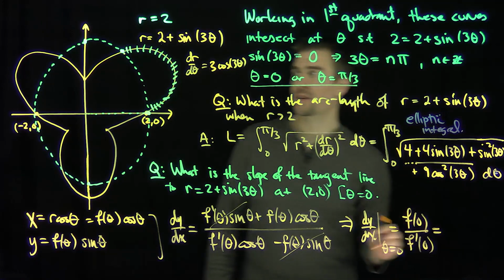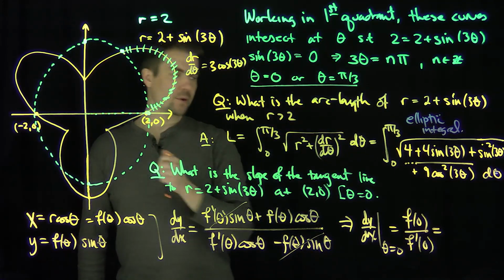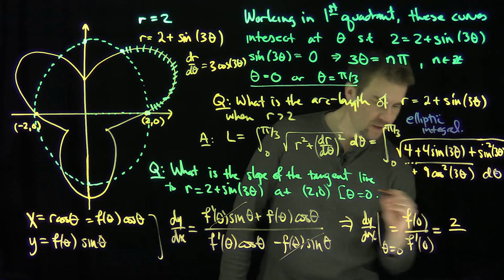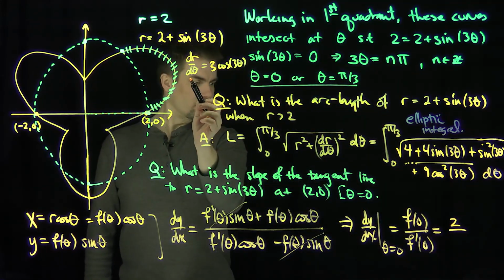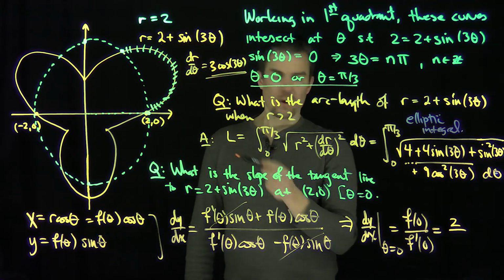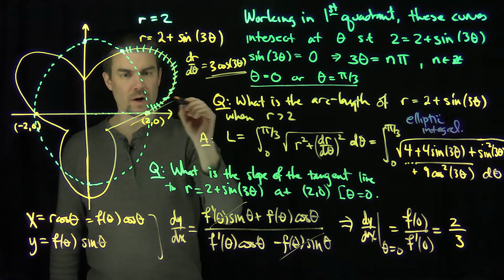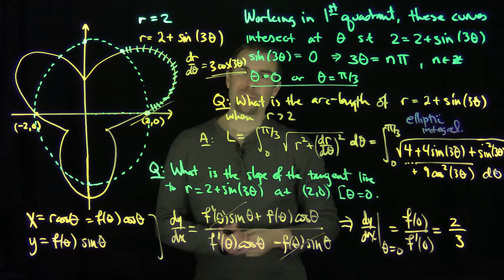Okay, so what is f of 0? When I plug in 0, I have the sine of 0, which gives me 0, so f of 0 is going to be 2. And then the derivative of f is 3 cosine 3 theta. When I plug in 0 to that, I get 3. So the slope of the tangent line at this point is 2/3. Thank you very much.